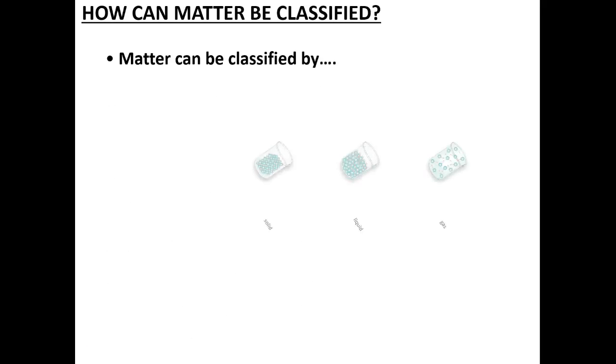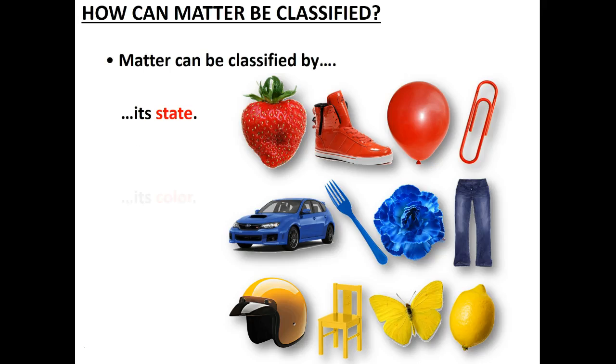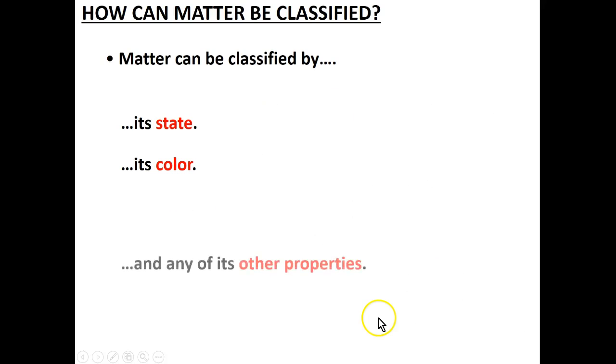So matter can be classified by its state, whether it comes in a solid, liquid, or gas state, by its color, and by its uses. So for example, foods, we eat them. Shoes, we use them to walk. A spoon, fork, knife, we use them to eat our food. So those are utensils as to how we are going to eat our food.